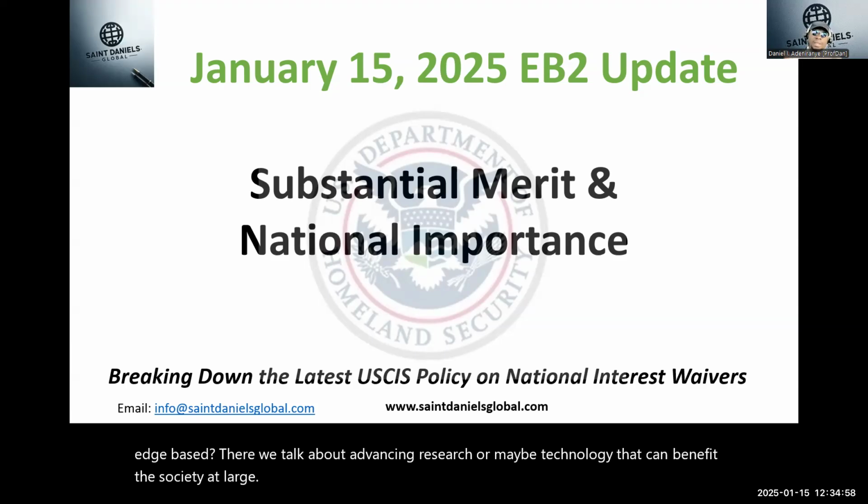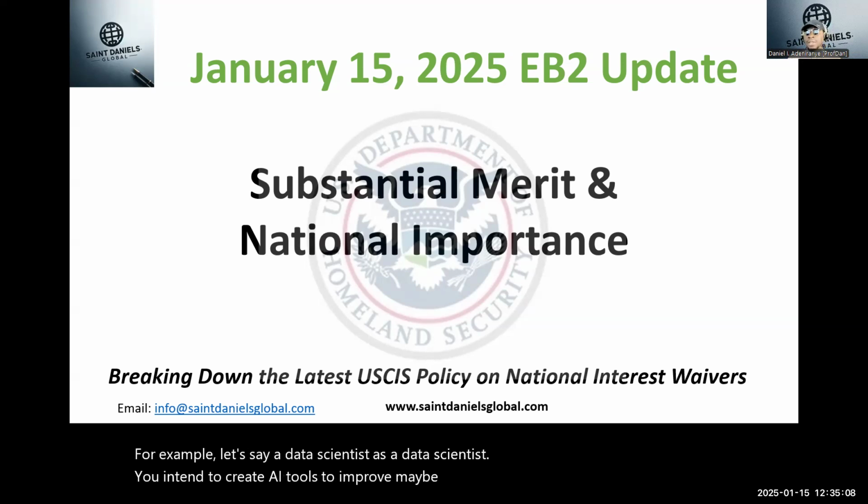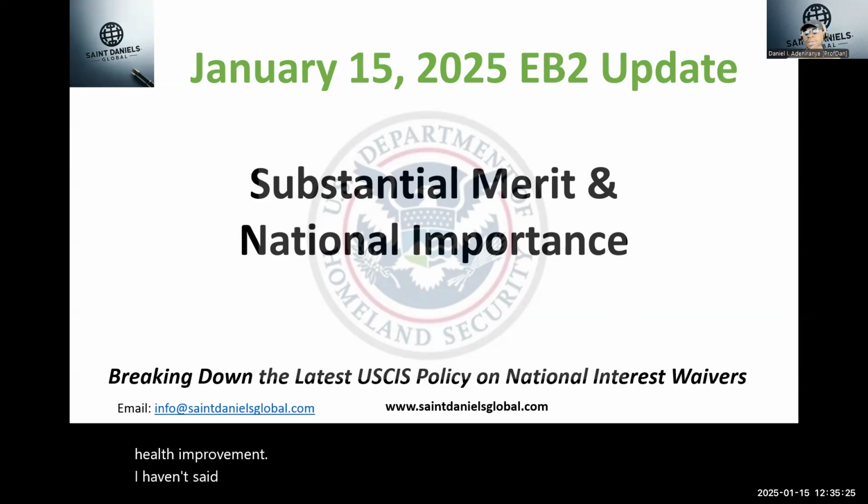For example, let's say as a data scientist, you intend to create AI tools to improve healthcare diagnostics, and you could really show the substantial merits of such, and you could show how that directly contributes to health improvement. Having said that, let's look at national importance.